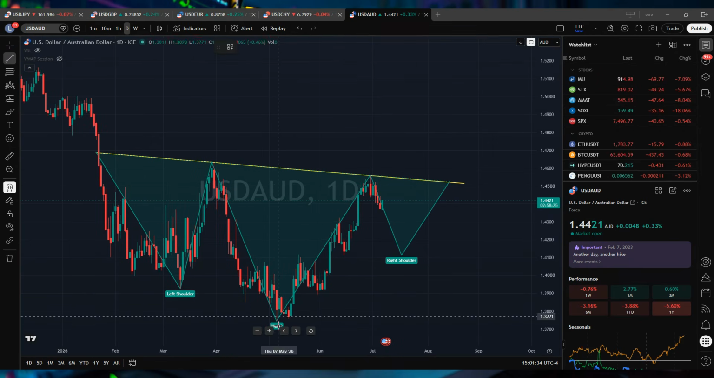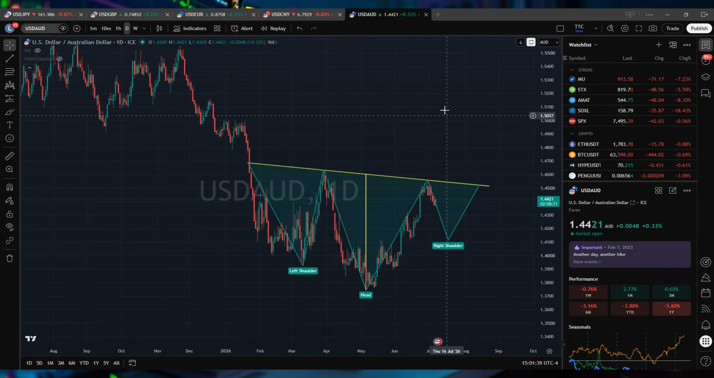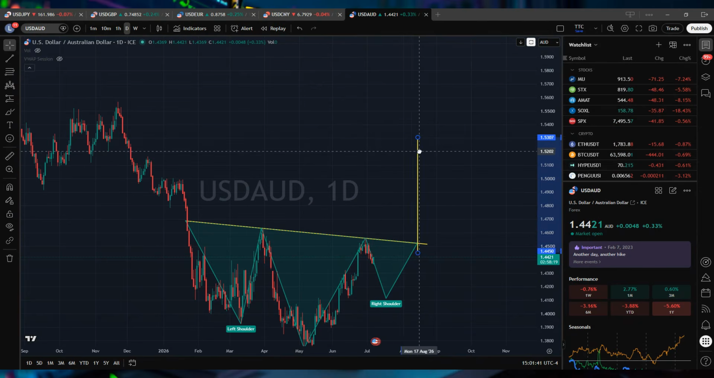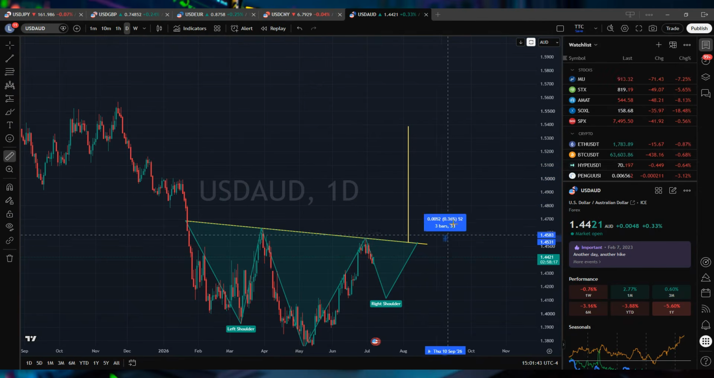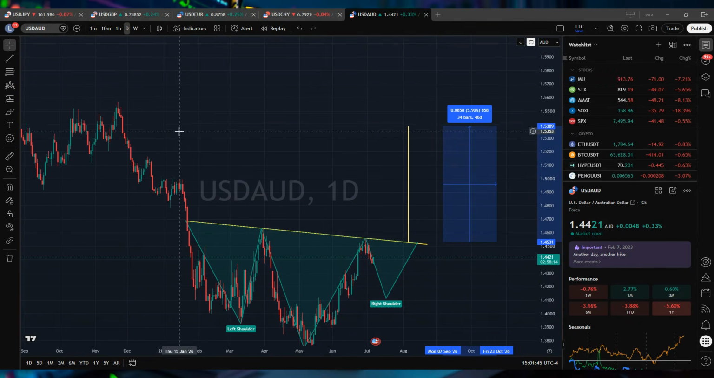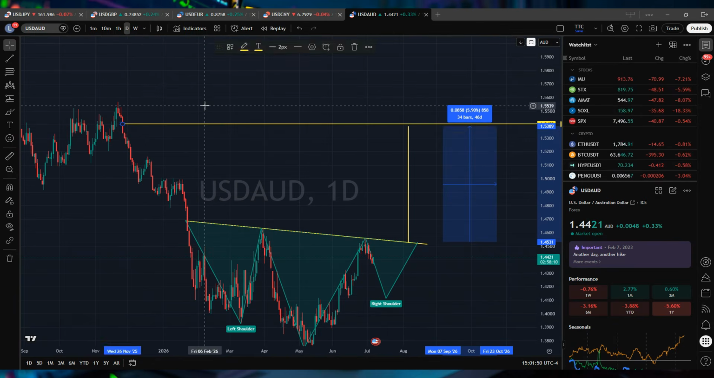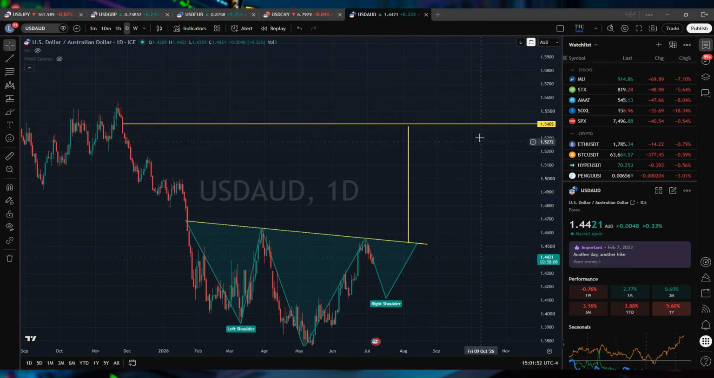And how do we get that? We get the head, take it to the neckline, scroll out a little bit, look for a potential break. And that measured move would be somewhere around 6% higher, which doesn't seem like a lot if you come from stocks and especially cryptocurrency. But a move up to 1.54 would be a pretty sizable move here for this pairing, the USD compared to AUD.